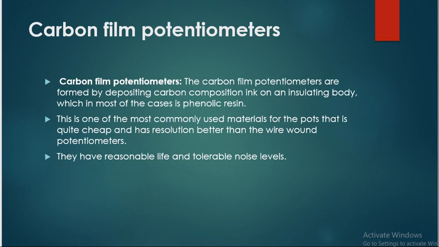Next is carbon film potentiometer. Carbon film potentiometers are formed by depositing carbon composition ink on an insulating body, which in most cases is phenolic resin. This is one of the most commonly used materials for pots, that is very cheap and has resolution much better than the wire wound potentiometer. So they have reasonable life and tolerable noise levels.